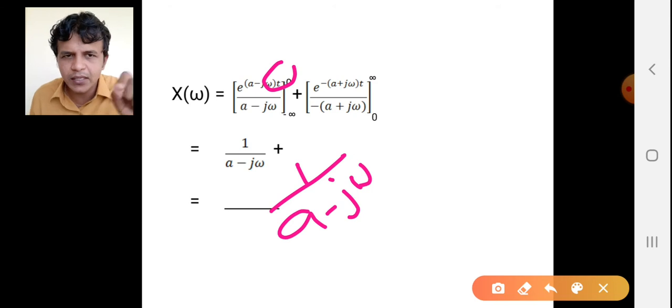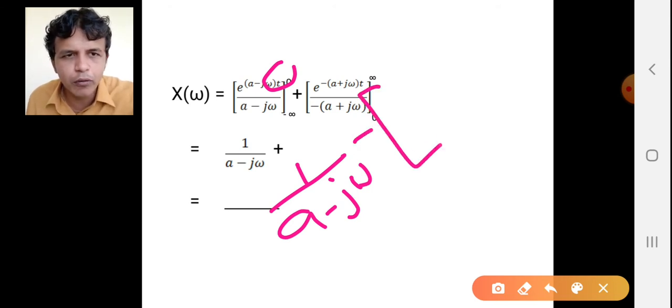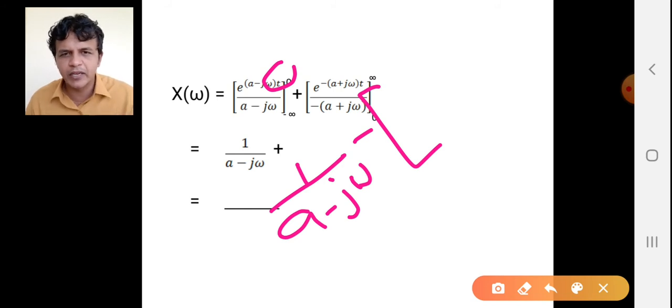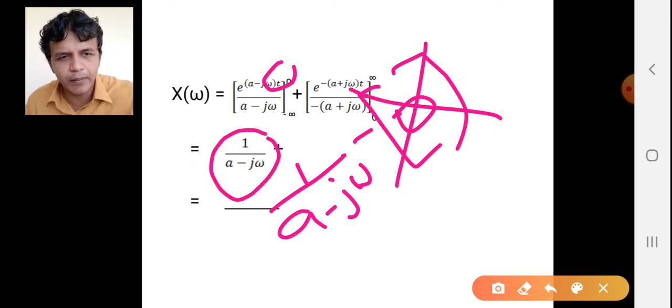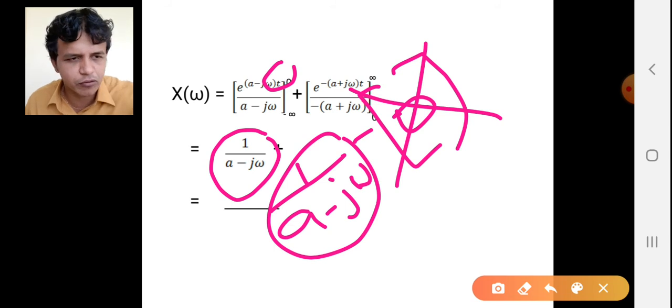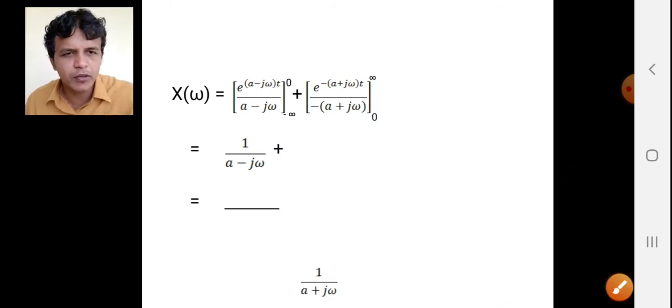Then minus the lower limit. The lower limit is e power (a minus j omega) t, and instead of t we substitute minus infinity, so that becomes e power minus infinity. E power minus infinity can be written as 1 divided by e power infinity. We know the value of e power infinity is infinity, so 1 divided by infinity becomes 0. So that portion is eliminated, and we have only 1 divided by (a minus j omega), as we got here.